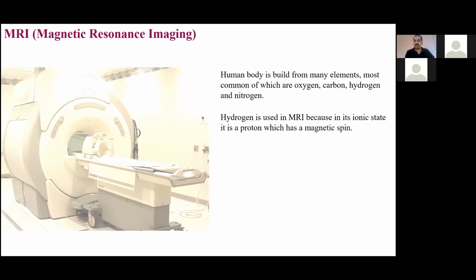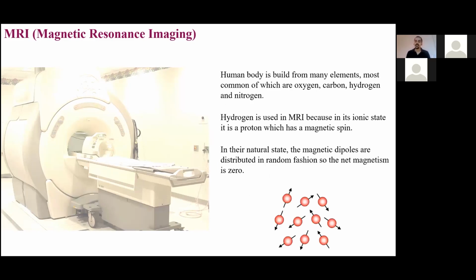Going into a bit more detail, the human body is built from many elements. However, in MRI, what is most commonly used is the behavior of the hydrogen, because hydrogen is basically a single proton and it has a very distinctive magnetic spin. So in our normal state, obviously we are not magnetized. What happens is that the dipoles of these hydrogens are randomly distributed towards the brain, and therefore we don't get any net magnetization in our normal conditions.